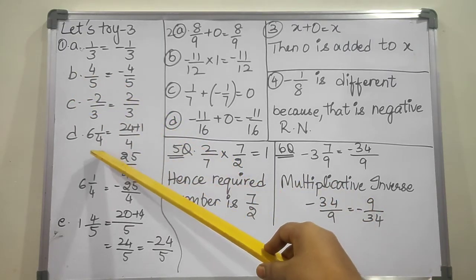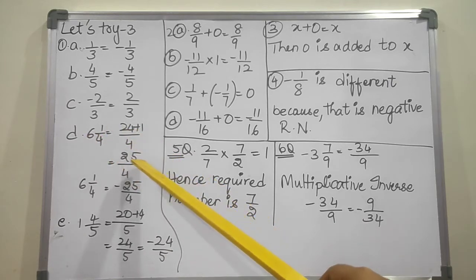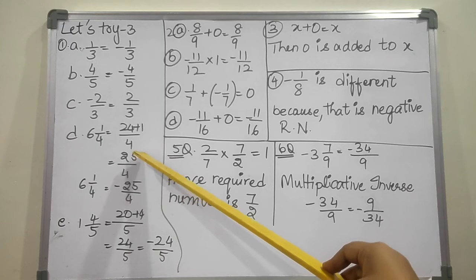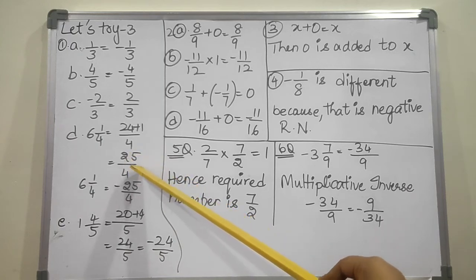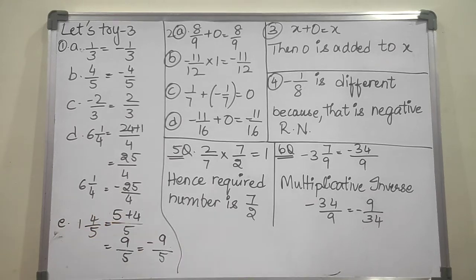So here the mixed fraction 6 1 by 4. The next bit, 6 4s are 24 plus 1 is 25. So 25 by 4. For the 25 by 4, we have to find the additive inverse. So the additive inverse of that is minus 25 by 4. The next bit, 1 4 by 5. 5 ones are 5 plus 4 is 9. So the mixed fraction 1 4 by 5 is 9 by 5, and the additive inverse of 9 by 5 is minus 9 by 5.